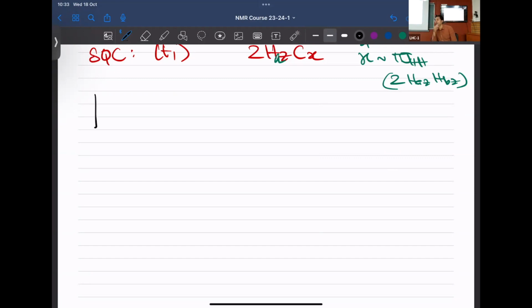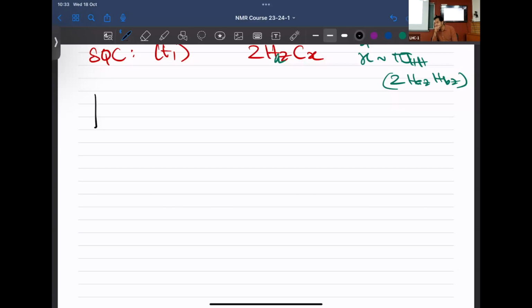Let me pause. Has a question. Yes. The question here is that a multiple quantum coherence term cannot be detected. How are you detecting it? Is that your question?